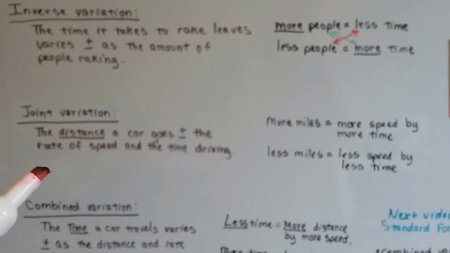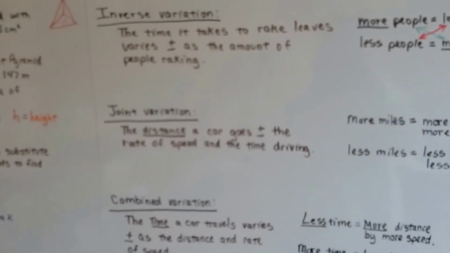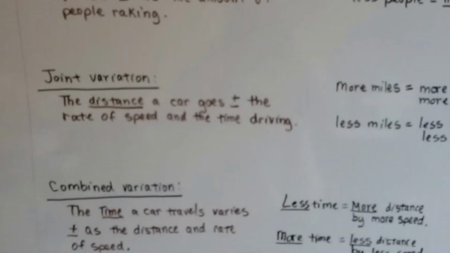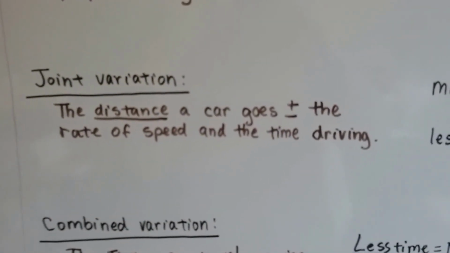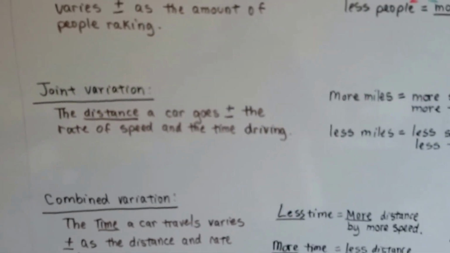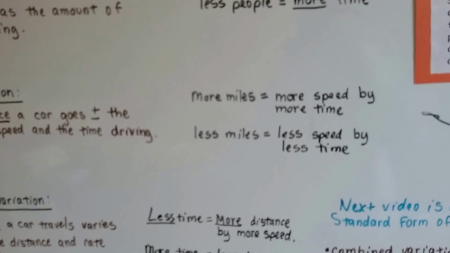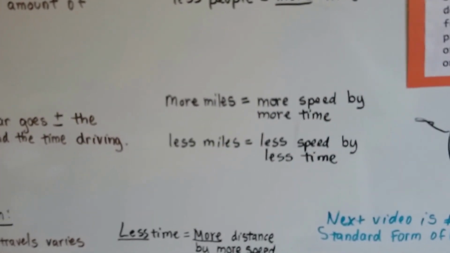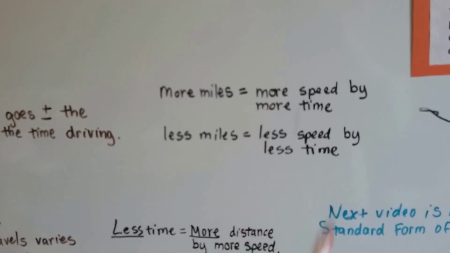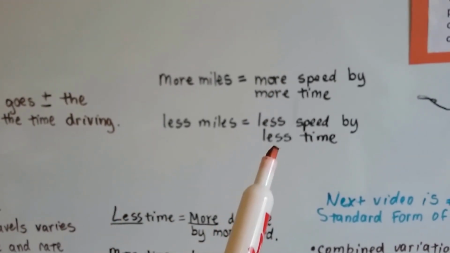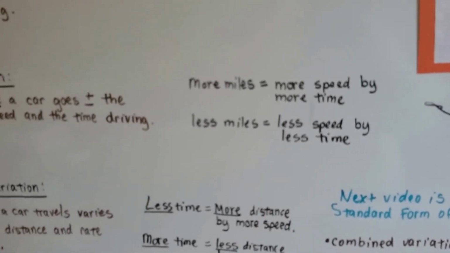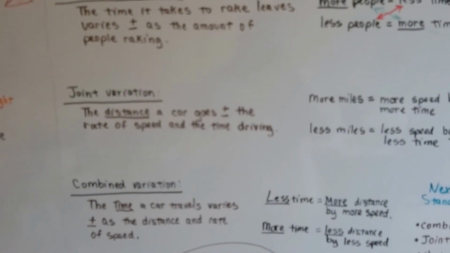Joint variation is like what we just did, when two values affect a third one. The distance that a car goes is going to be plus or minus the rate of speed and the time driving. So it's going to go up or down depending on how fast you're going and how long you're in the car. The more miles you've covered means the more speed and the more time you were in the car. The fewer miles you cover means the less speed you were going and the less time you were in the car. All right? That's joint variation.